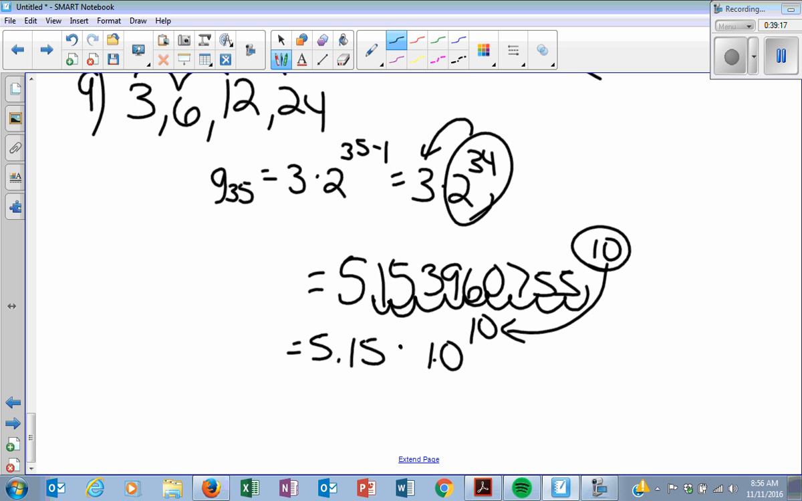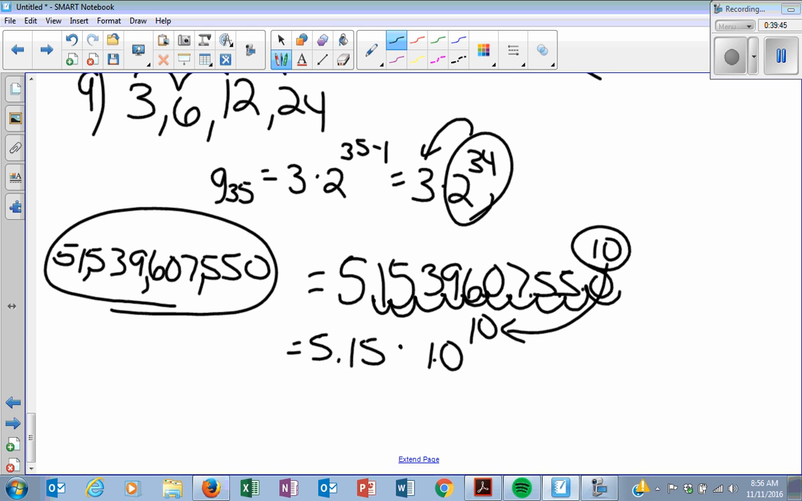1, 2, 3, 4, 5, 6, 7, 8, 9. So 10. So actually the real number would be 51,539,607,550. So 1, 3, 1, 2, 3. So it would be 51,539,607,550 would be the actual number, but we would turn it into scientific notation like this.